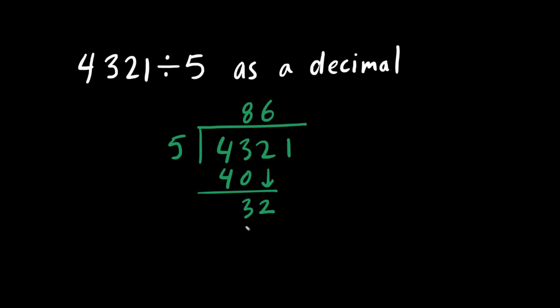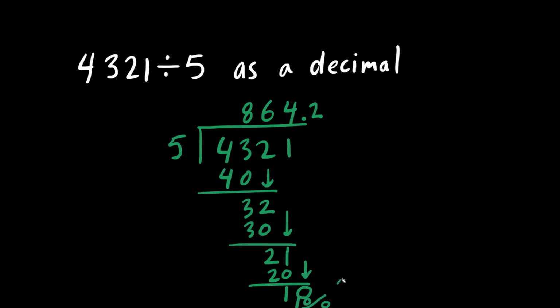5 times 6 is 30. We subtract and drop the next digit, a 1. 5 times 4 is 20, and we had a remainder of 1. Now we reach the end, the ones column of 4321, so we put a decimal here. We drop a hidden 0. 5 times what is 10? It's 2. 5 times 2 is 10, and there's no remainder, so we put a 0 here when we subtract. So this here is a decimal answer.